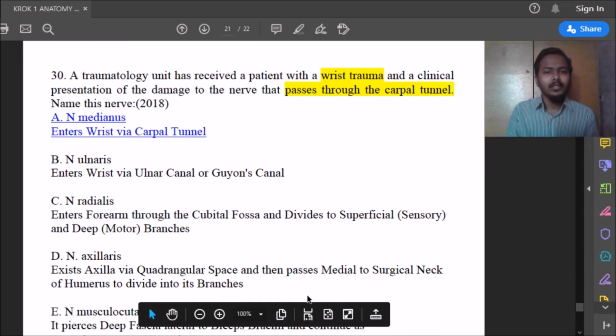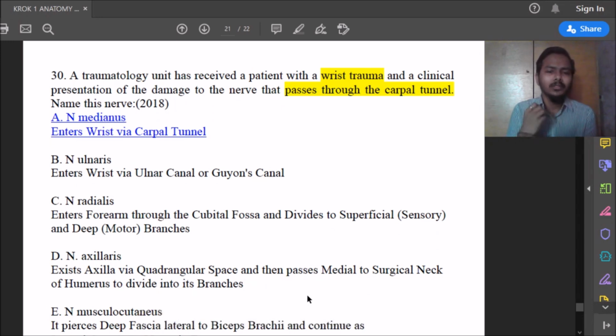A patient with a wrist trauma, the clinician presented damage to a nerve that passes through the carpal tunnel. Name this nerve. The only nerve which passes through the carpal tunnel is the nervus medianus.